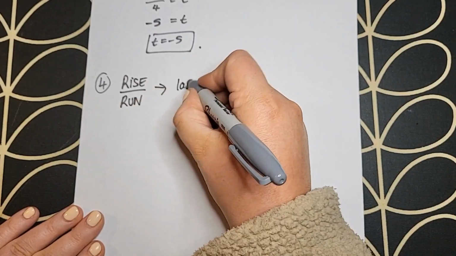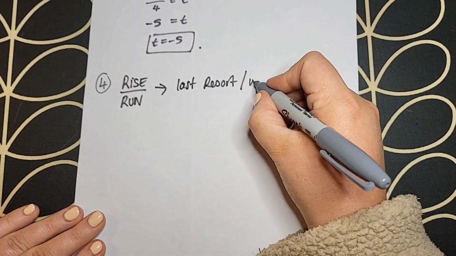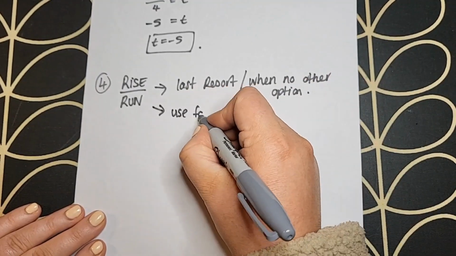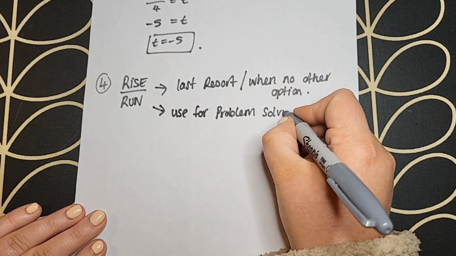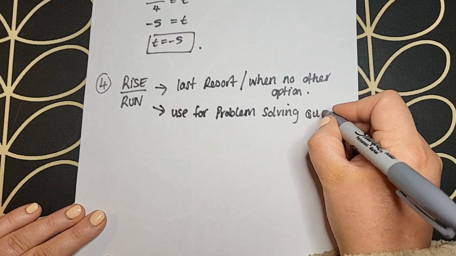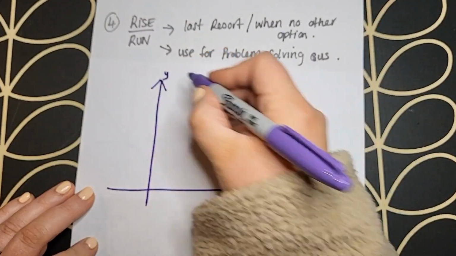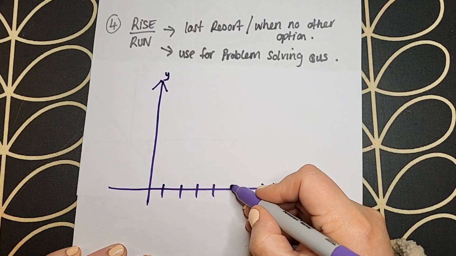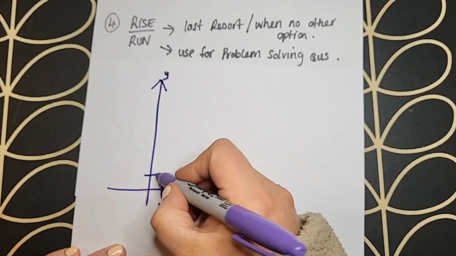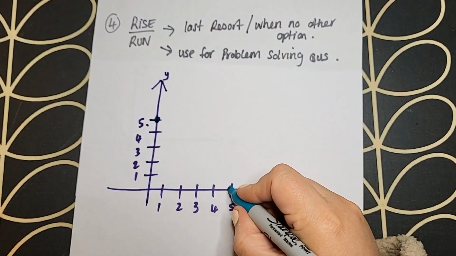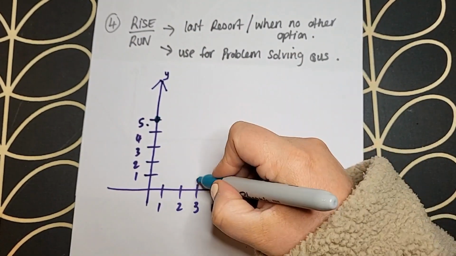Let's look at the fourth way to find slope on our course. And this is finding the rise over run. To be honest, rise over run in my book is a last resort, and when you have no other option, I definitely prefer the other 3 versions instead. It can be used for problem-solving questions, more for a higher level than ordinary level, but it's definitely something that you should definitely have in your maths toolbox if you need it.